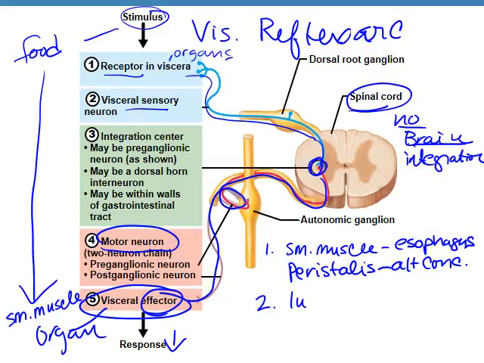Another example, if you have some sort of irritant in your lungs, you're breathing in some particles, it could cause you to cough. I was going to write choke, but cough first, hopefully not choking. And then number 3, what happens if you have some irritant in your stomach?